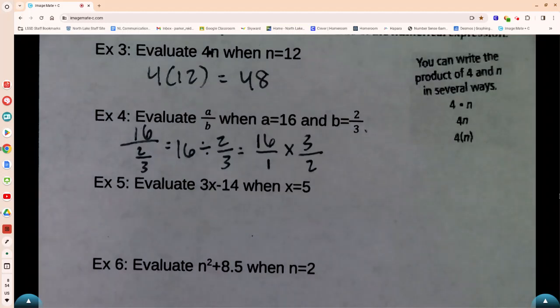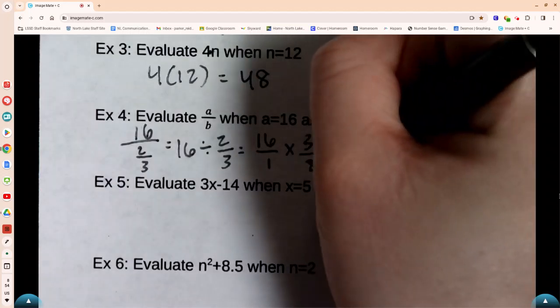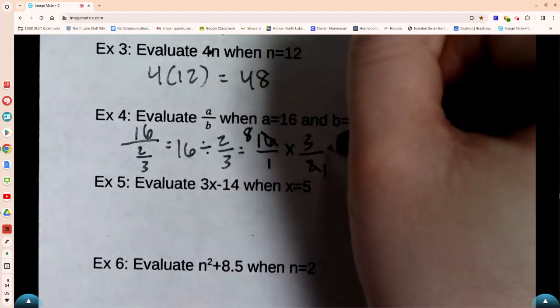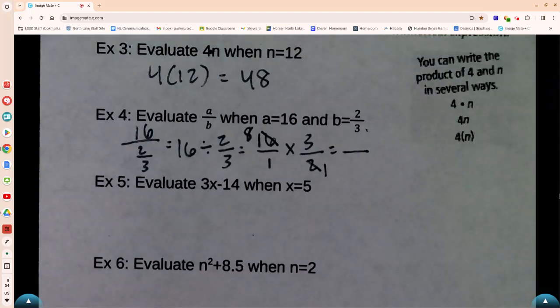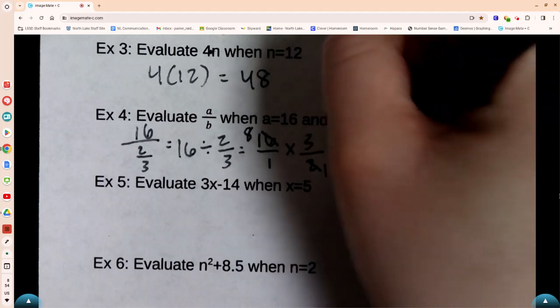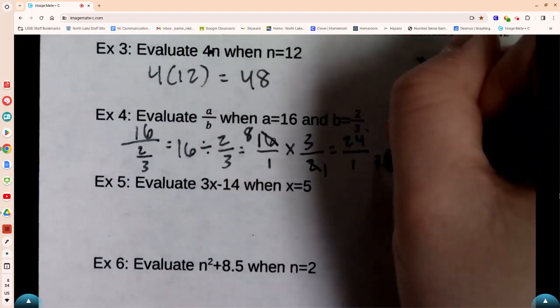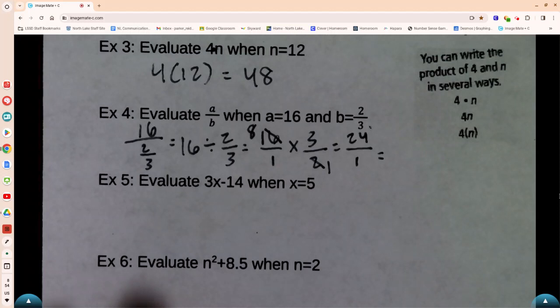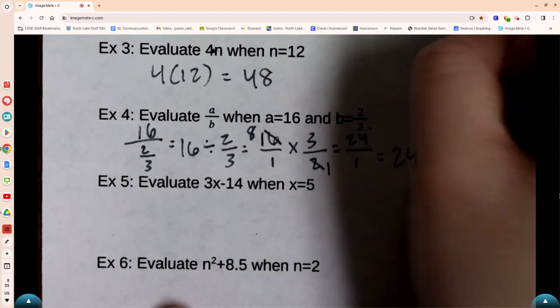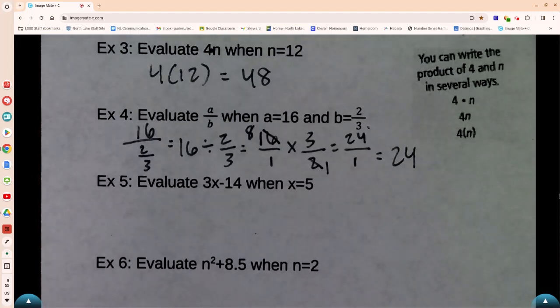There is some cross-canceling here. Which 2 numbers here can be cross-canceled? Grayson? 2 and 16. Yep, 2 goes into 2 once, and into 16 8 times. When I multiply across the top, 8 times 3 is 24, and 1 times 1 is 1. What does 24 over 1 equal? What do I want to write as my actual final answer if I got 24 over 1? Farhan? 24. That means the value of this expression when a equals 16 and b equals 2/3 is 24.